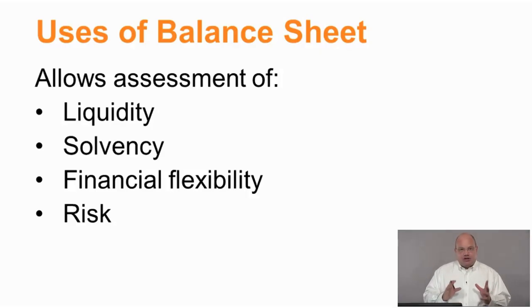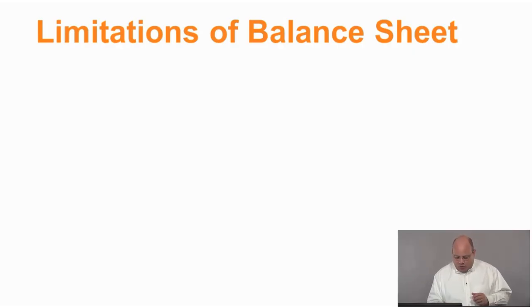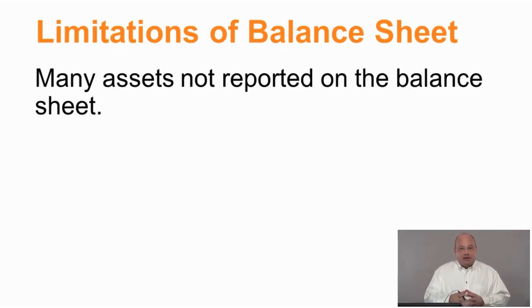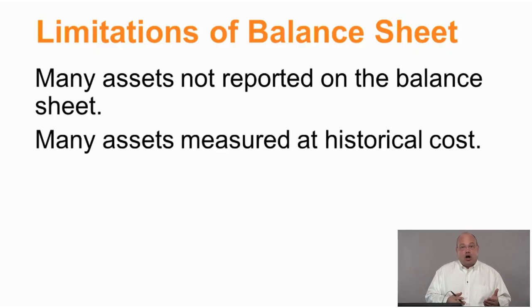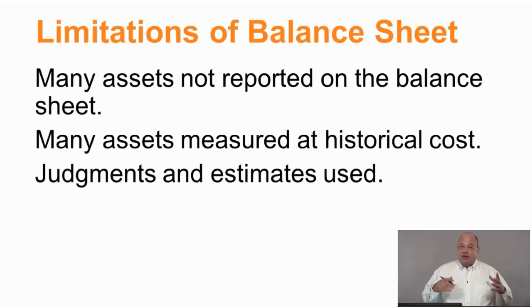Now, some limitations of the balance sheet. We already talked about one, but some assets aren't reported on the balance sheet. Internally generated goodwill. It doesn't meet the technical definition of an asset, so it's not on the balance sheet. Also, connected to that, we have assets measured at historical cost. That building we bought 5 years ago, it's appreciated in value. But what we paid for it 5 years ago is what's on the balance sheet. And also, maybe the biggest, within the balance sheet, there are a lot of judgments and estimates made.